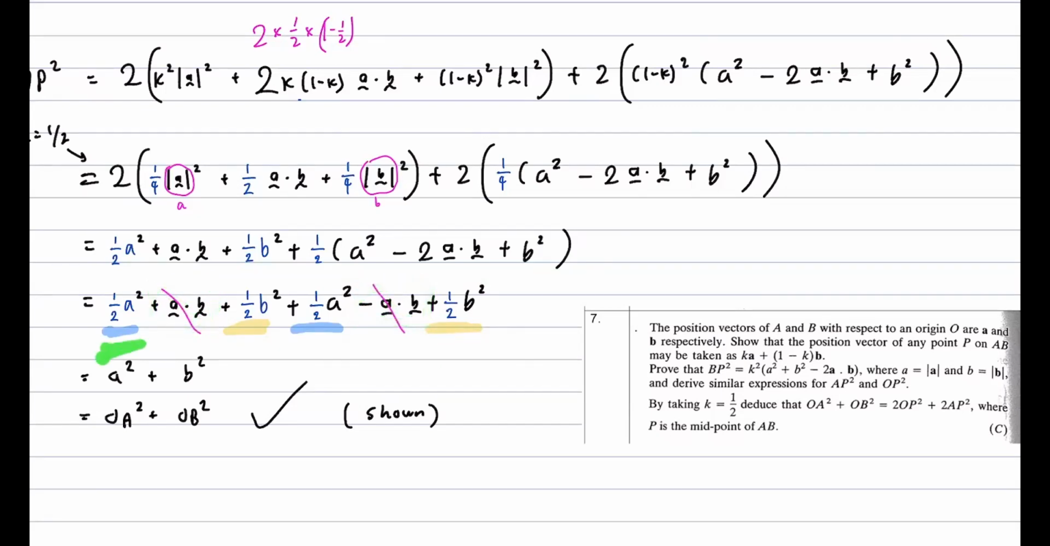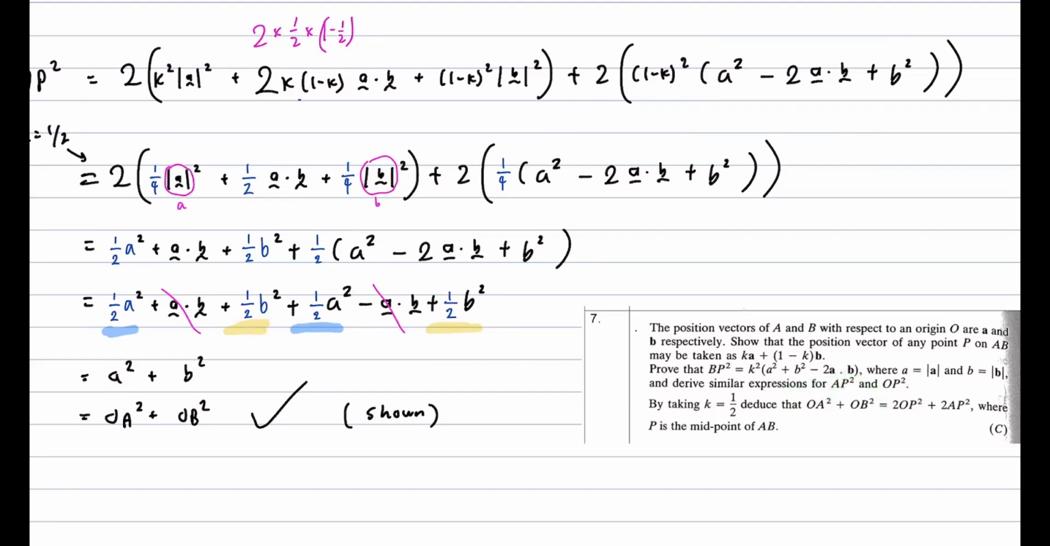And I realize that I blue highlight and yellow highlight. What does it mean? It means they are like terms. Half A square plus half A square becomes a single A square. Likewise with the yellow. Half B square plus half B square, single B square. So it becomes OA square plus OB square. Okay? Then that's the answer already. We get the left-hand side shown.